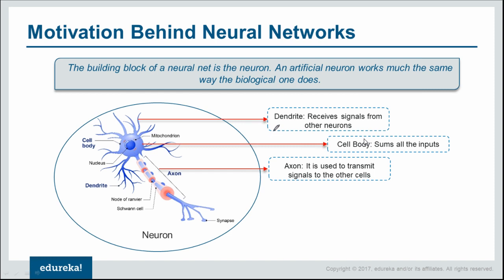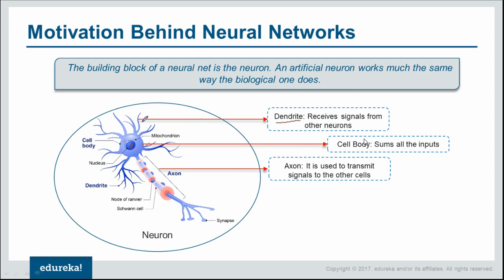Here we have the dendrites. First of all, this is a diagram of a neuron, right? You can see this is the cell body, and this is the mitochondrion. And then here we have a nucleus. The nucleus is a very important thing, and we will talk about it a little bit as well.